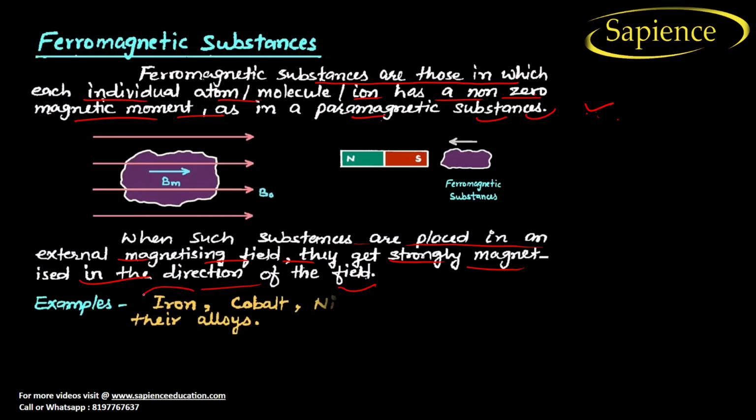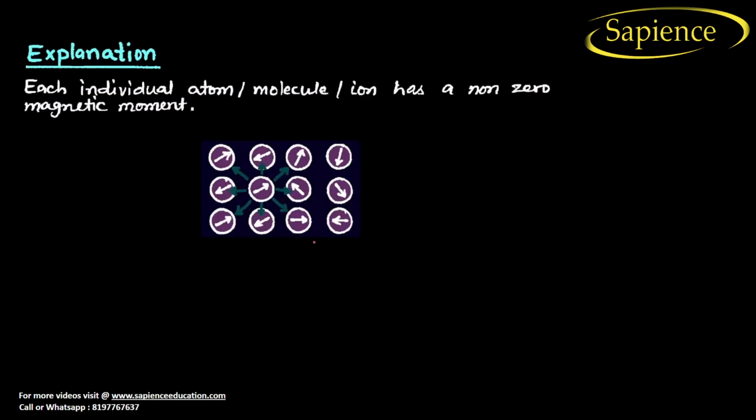Examples of ferromagnetic materials are iron, cobalt, nickel, and their alloys. We will discuss their properties. Each individual atom, molecule or ion has a non-zero magnetic moment, and it is like this, in a random direction.